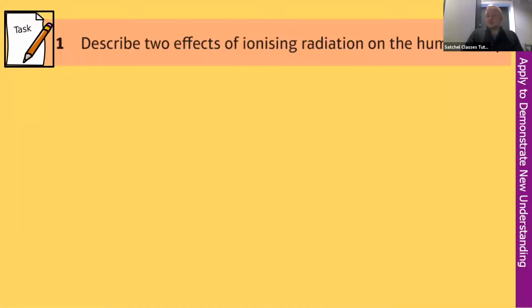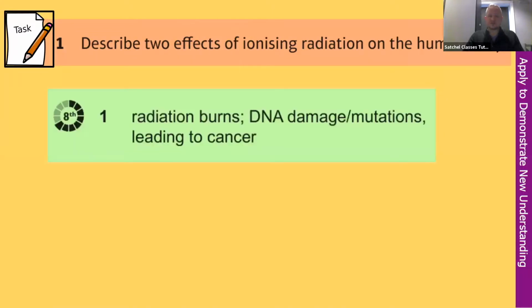So, describe two effects of ionizing radiation on the human body. Common question. It's usually one of those things where the wording is very, very important. First thing is radiation burns. You can't just say burns to the skin. That could be caused by a fire or an open flame. You have to say radiation burns.